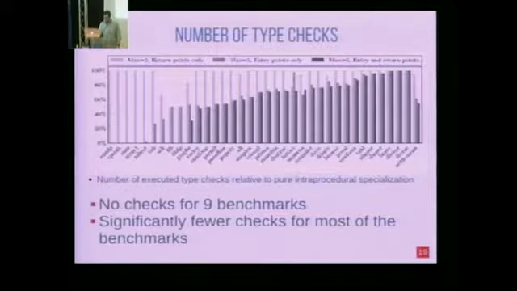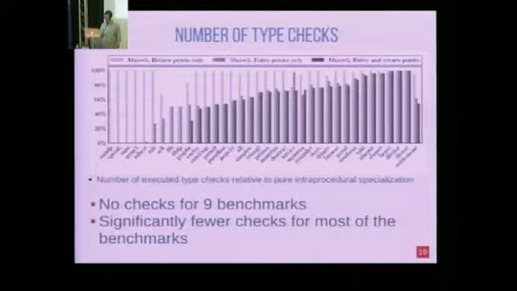So if we look at the number of executed type checks, actually this graph shows the number of executed type checks relative to intra-procedural basic block versioning, meaning that 100% is intra-procedural basic block versioning. And what we see in this figure is that for 9 of the benchmarks, we completely remove all the dynamic type checks, and for most of the other benchmarks, we also execute significantly fewer checks.